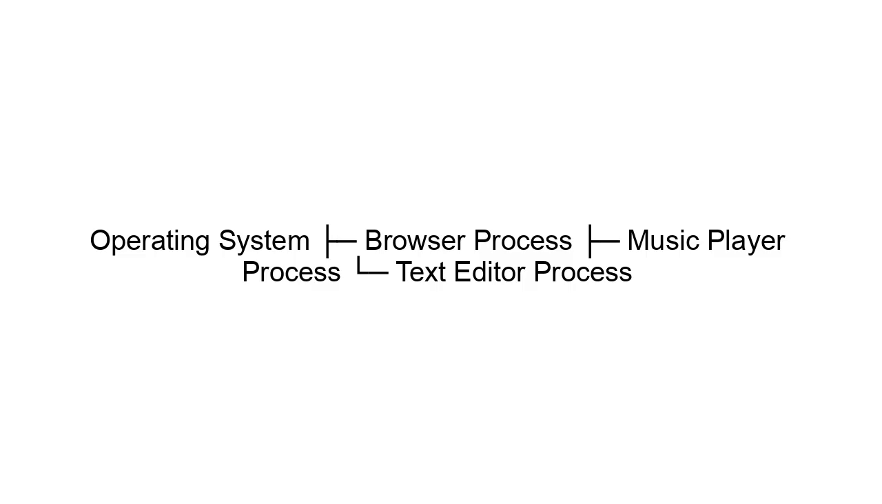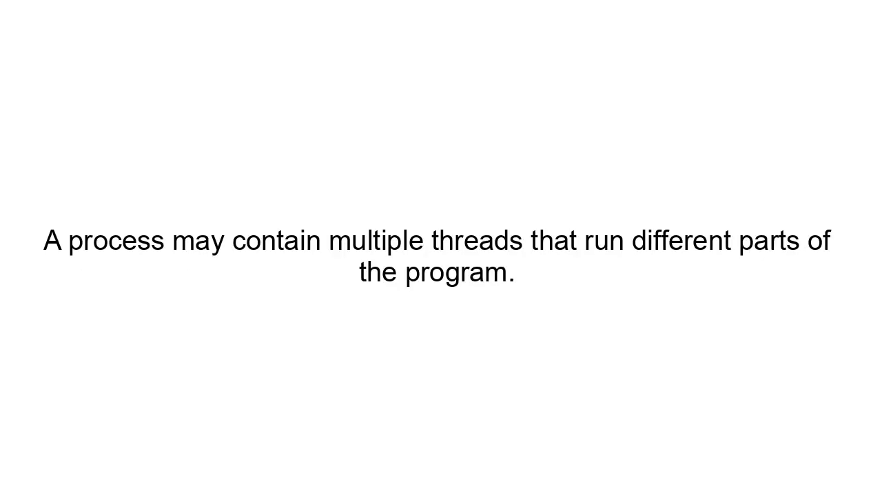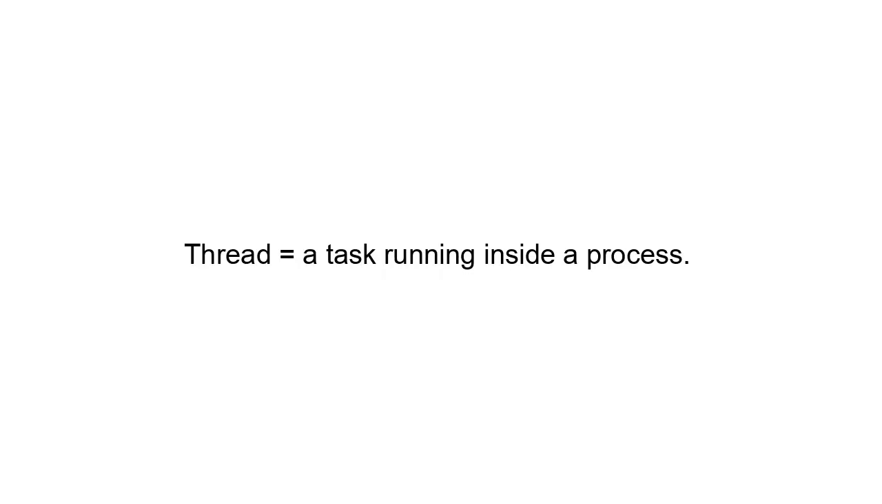What is a thread? A thread is the smallest unit of execution within a process. A process may contain multiple threads that run different parts of the program. In simple words, a thread is a task running inside a process. Threads share the same memory and resources of the process.